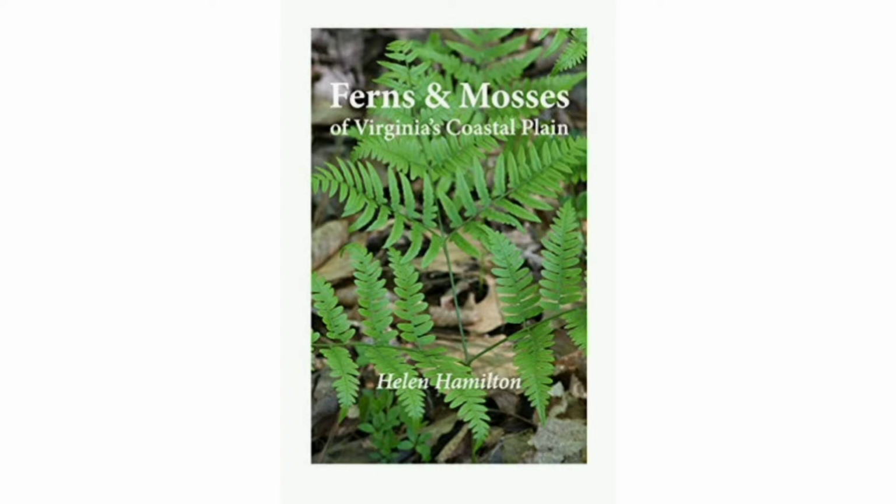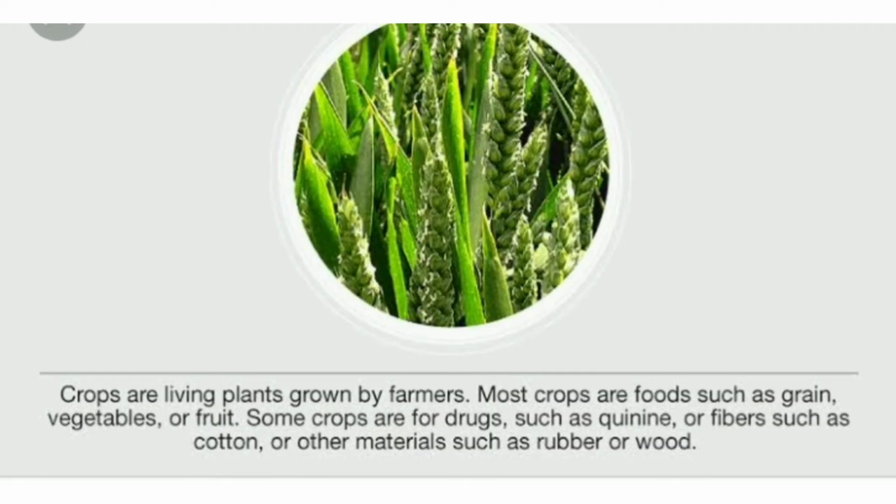Mosses and ferns reproduce from spores. They are green and they can make their own food material. Students, another example is ferns. Ferns are plants that reproduce through spores, which are found on the underside of leaves. Ferns can be found in damp and shady places. Then they have roots, feathery leaves and underground stems.